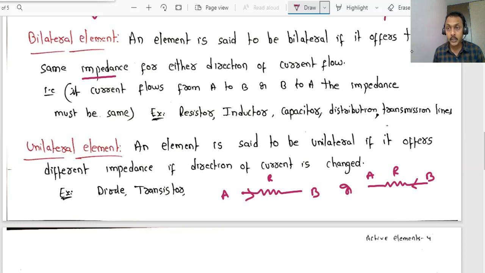If you observe the diode, that is not the case. It is important whether the diode current is flowing from anode to cathode or cathode to anode. Based on that, the impedance will be different. Now I think you got the clarity. Diode is a unilateral element. Similarly, for the inductor and the capacitor also, whether the current flows from A to B or B to A, the impedance offered will be the same. The impedance offered will be the same for the capacitor also. Whether the current is flowing from A to B or B to A, the impedance offered must be the same.